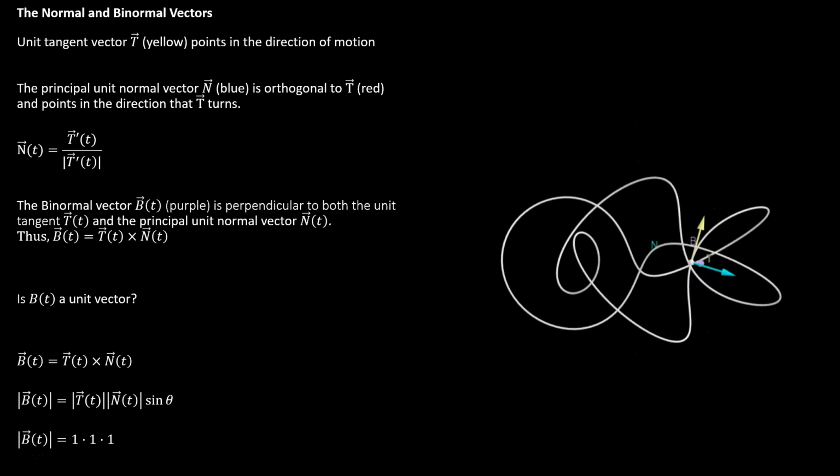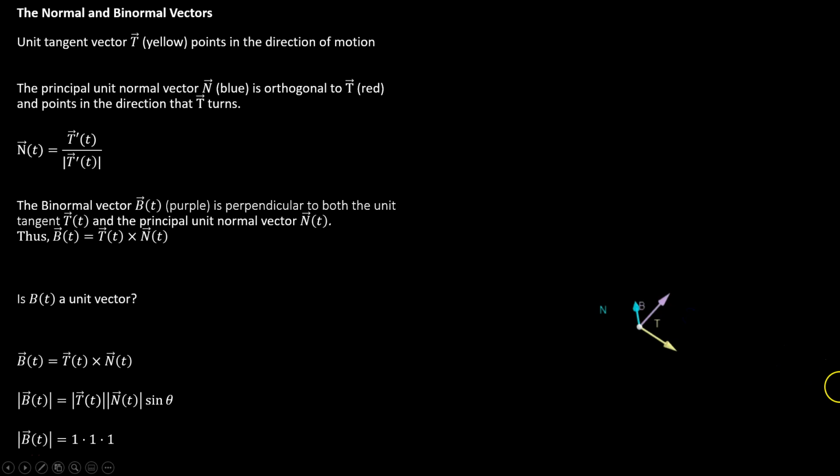We can calculate the principal unit normal vector simply by taking the derivative of the unit tangent vector and then normalizing that to be a unit vector. So we have these two special unit vectors, T and N, and we can cross the two together to find another special vector called the binormal vector. This vector is perpendicular to both the unit tangent vector and the principal unit normal vector. So we can find it simply by crossing T with N.